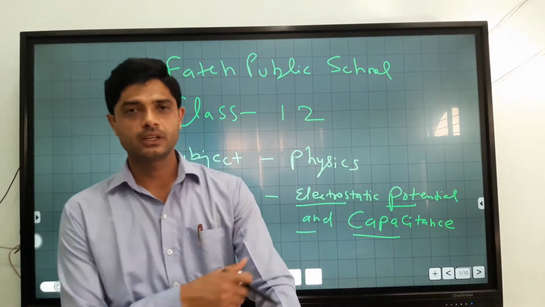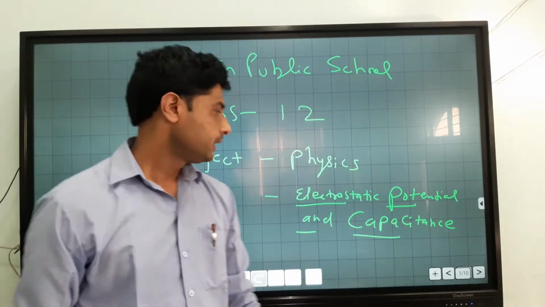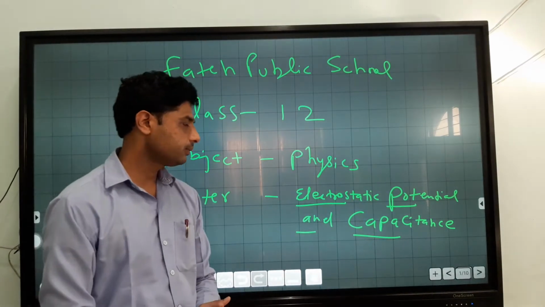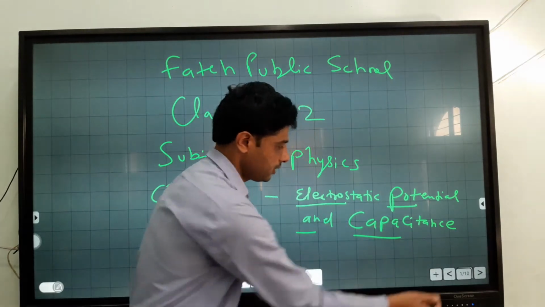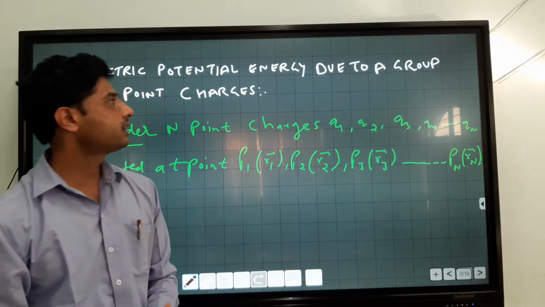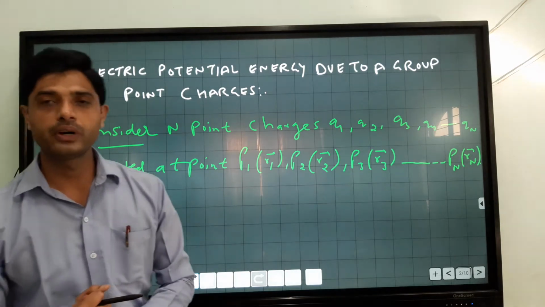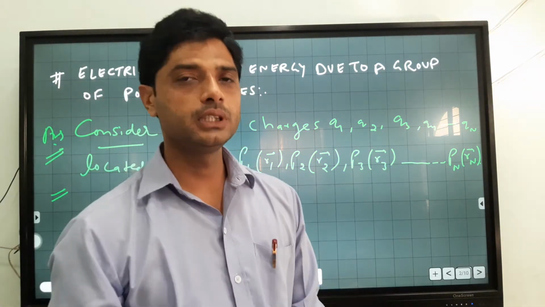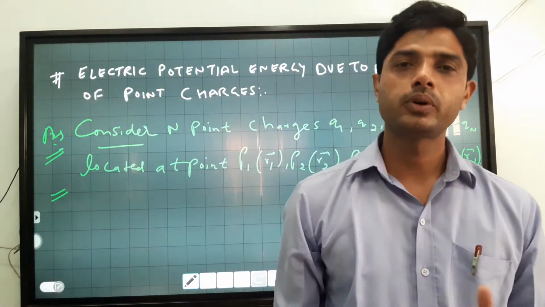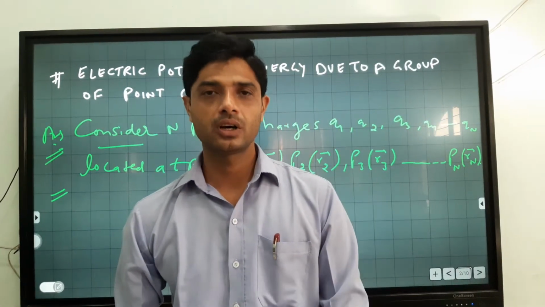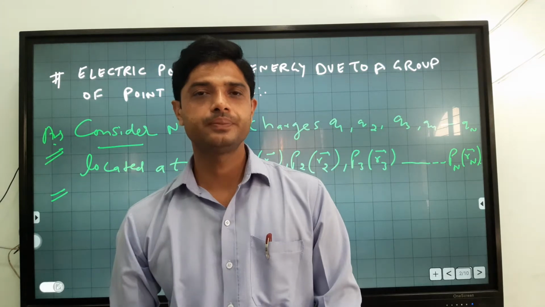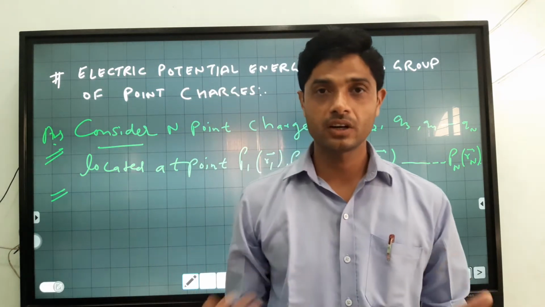Today I am going to take a lecture of 12th class. The chapter is electrostatic potential and capacitance. Today's topic is to find the electric potential energy due to a group of point charges. In our previous video, I discussed the potential energy of a system when the system consists of only 2 point charges. But in this case, the system consists of n charges.